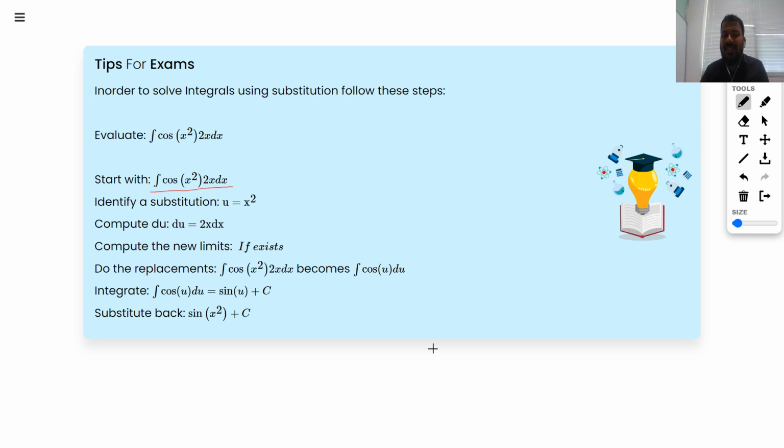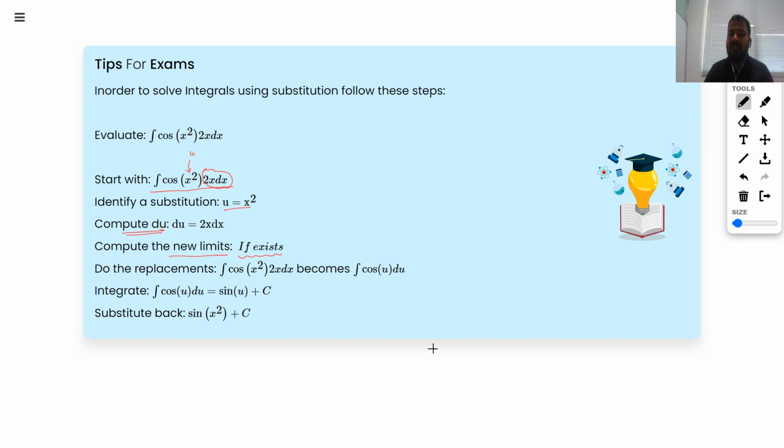Now if you substitute x square as u, the next job is to compute du, that is nothing but differentiating. So you can say du equals 2x dx. Now you can take this whole thing as du, and this thing as u. This is going to simplify it. If there is a limit for a definite integral, one extra thing will be there, that is the limit. If there is a limit, find the new limits. If there is no limit, ignore it.